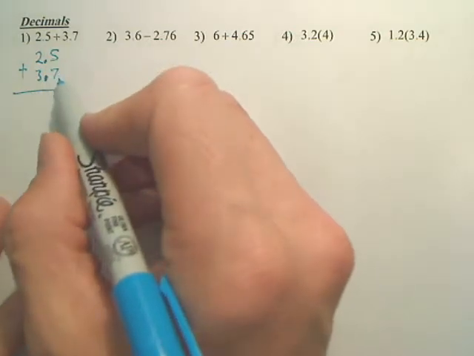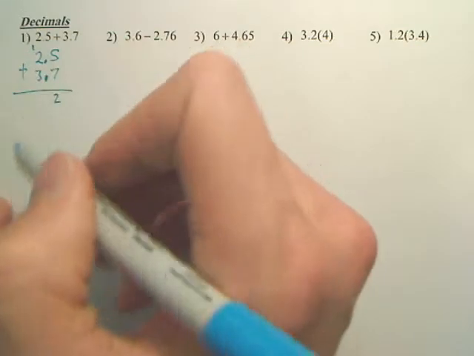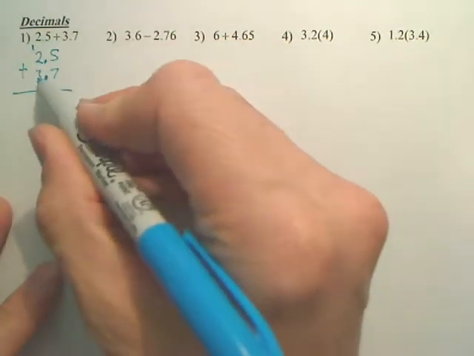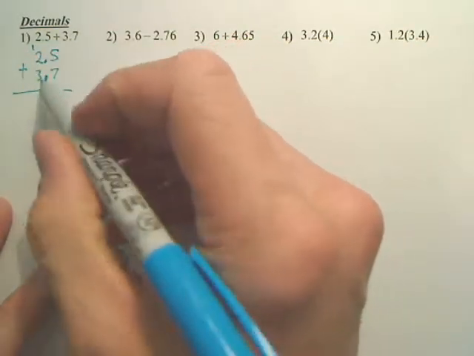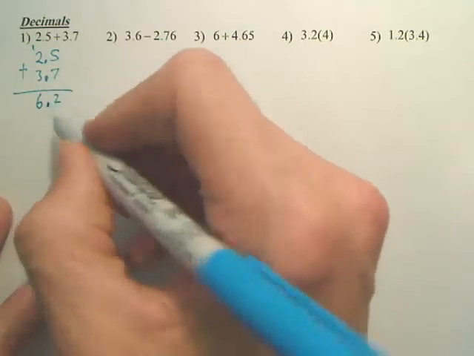So what's 5 plus 7? 12. Don't you carry the 1? And 3 plus 2 is 5. 5 plus 1 is 6. And then don't you just bring down that decimal?